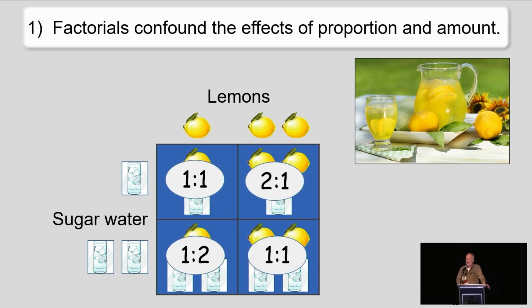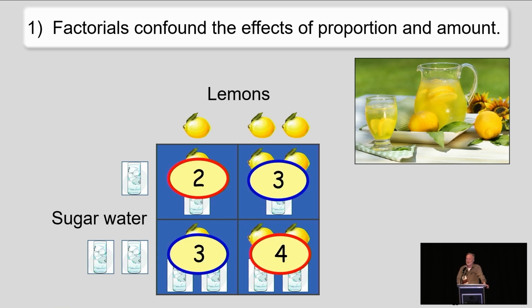Okay, so if we look at the proportional relationships between lemons and sugar water, this is what you have. And notice here, for the proportions, that those two treatments, which the factorial sees as two separate treatments, from the mixture perspective, that is only one treatment. Likewise, if we look at amount, and now we're simply summing the lemon juice and the sugar water, the factorial sees two separate treatments, but they're the same from amount.